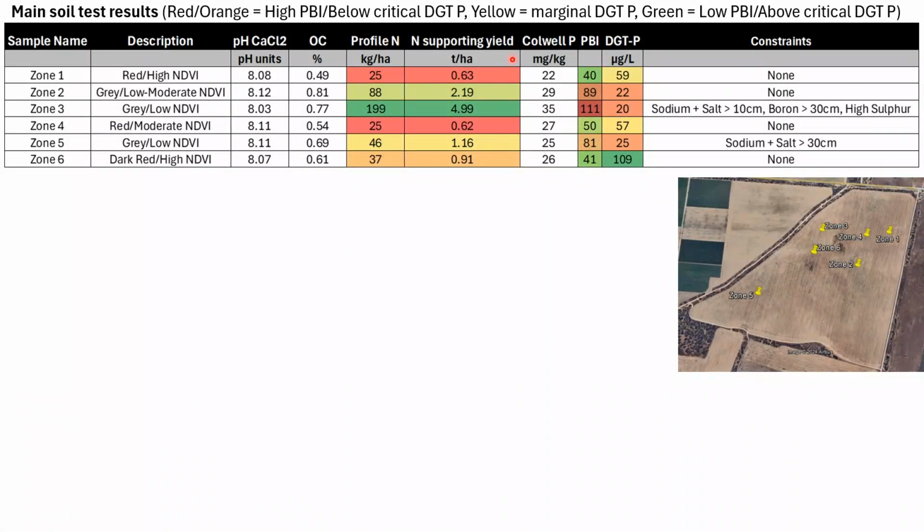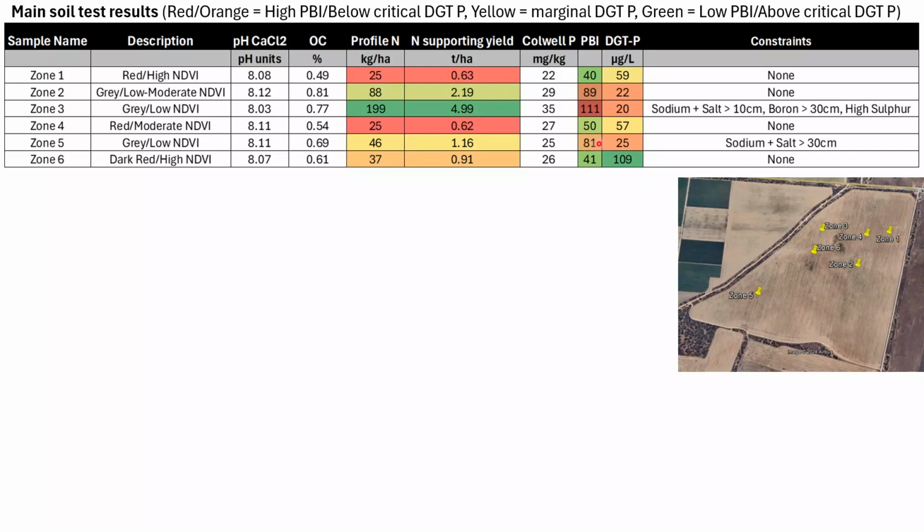In terms of phosphorus, Colwell P does jump around a fair bit. PBI I do like. It indicates these poor performing zones. So zone 2, 89 is getting elevated, 111 definitely elevated, and 81. And matching that is what we like on this soil type.